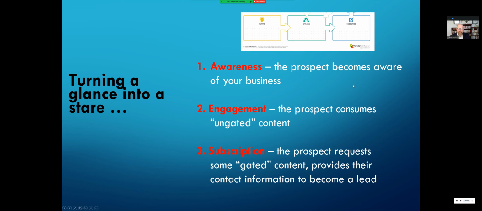And then the final element of your lead generation effort is the subscription stage. This is where you would offer some gated content, some very valuable information: a downloadable document, a tech sheet, a spec sheet, a checklist, some sort of tool or aide-mémoire, something that's really valuable and helpful to your prospect that they're willing to exchange an email for in return for getting access to that information.